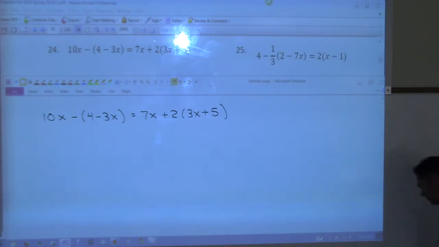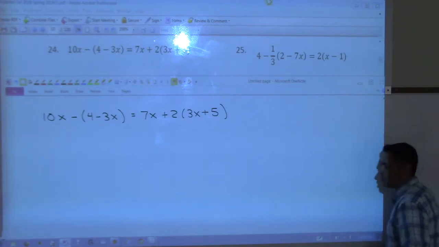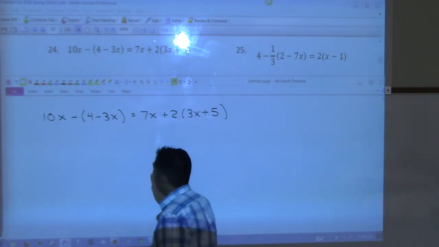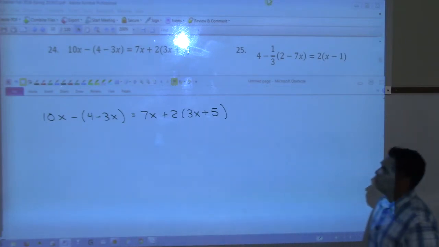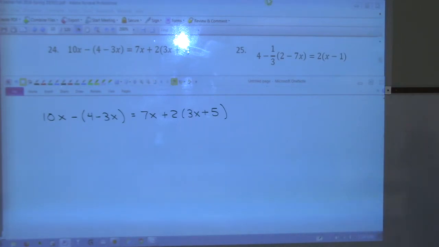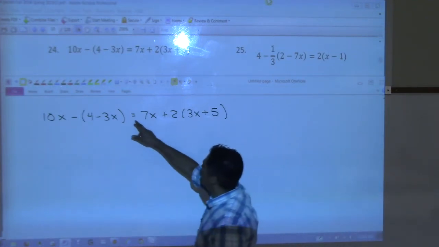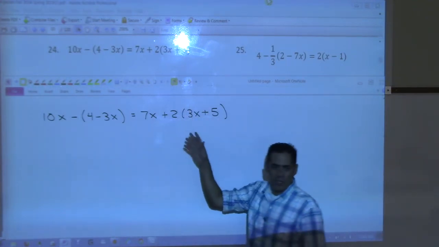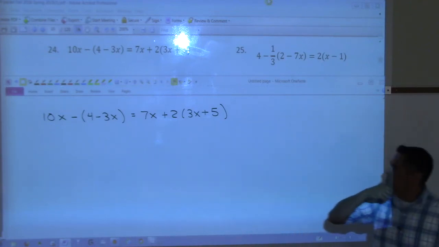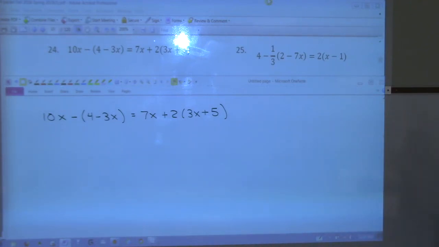Who's up? Let's see here. Marcus. Okay, Marcus. First step is to make sure it's a linear equation. Does that look like a linear equation to you, Marcus? Yes? Equal sign, x is all to the first power. We look good? So, Marcus, what will you do now? Take care of the parentheses?